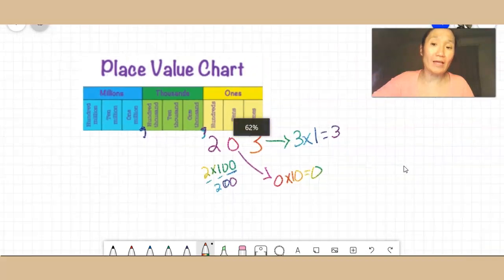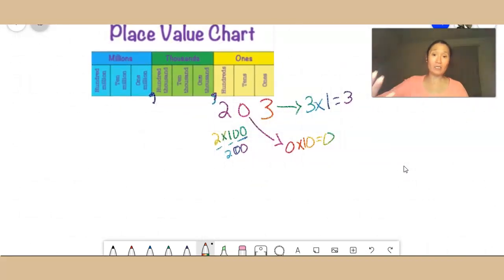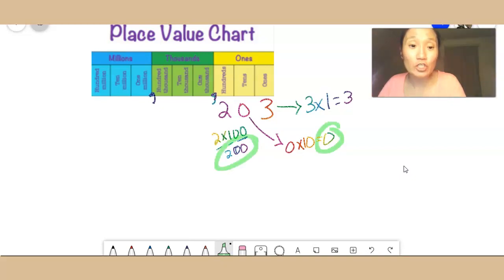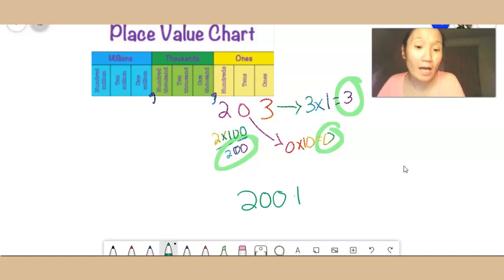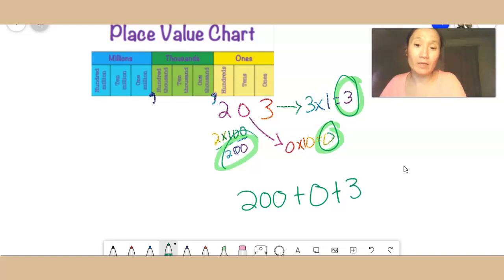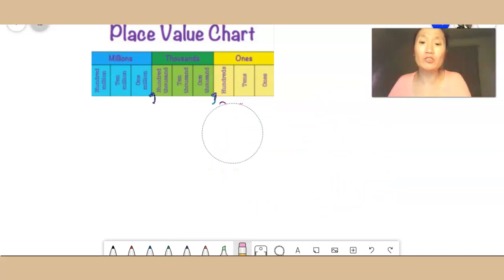Now when you actually have that, then you're just taking the values of each and you're writing them together as an addition problem. I have two $100 bills worth 200, plus I have no $10 bills, plus I have 3 $1 bills right here. Okay? Grab your whiteboards, do this with me, okay? Because it's extremely important that you understand this.